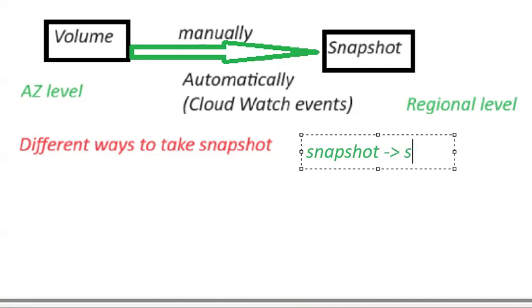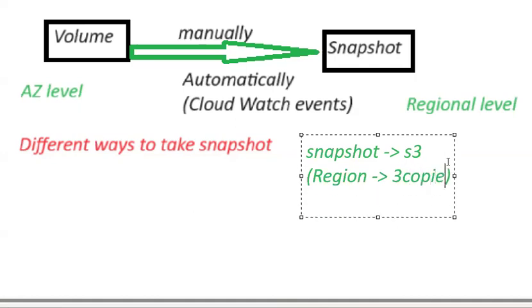These snapshots are stored in S3. So can I say, since this snapshot is stored in S3 in the same region, it has 3 copies? Yes, 3 copies are available for the snapshot in the same region. Since I store my snapshot in S3, it will be available in all my availability zones. S3 stores data in at least 2 places, so at least 3 copies will be maintained for my snapshot.